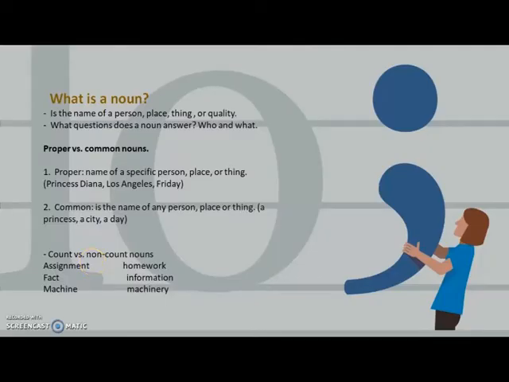Okay, then we have the first part of speech. What is a noun? It's the name of a person, place, thing, or quality. What question does a noun answer? Who and what? Proper versus common nouns. A proper noun is the name of a specific person, place, or thing, like Princess Diana, Los Angeles, Friday, and a common noun is the name of any person, place, or thing: a princess, a city, a day. Count versus non-count nouns: assignment, fact, machine, with homework, information, machinery.